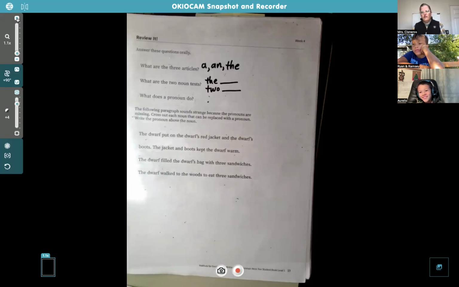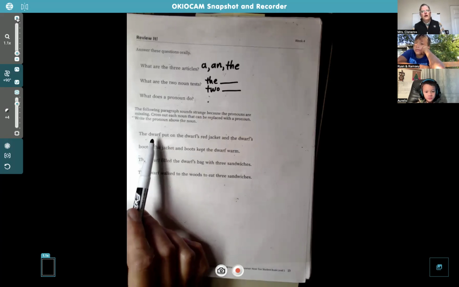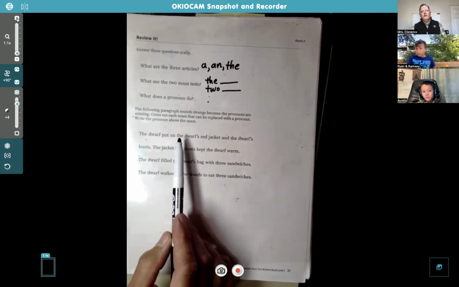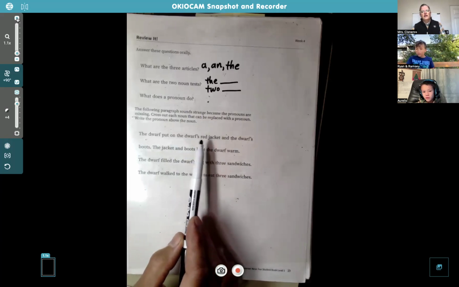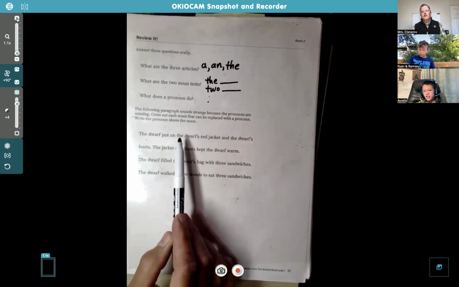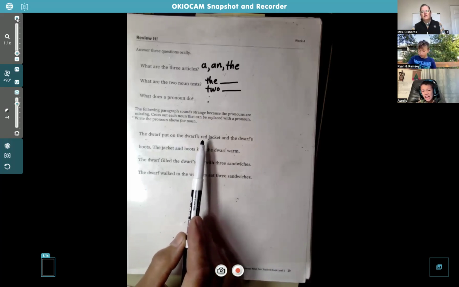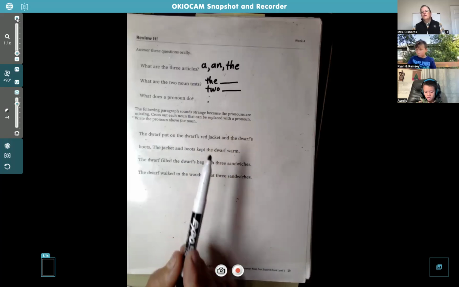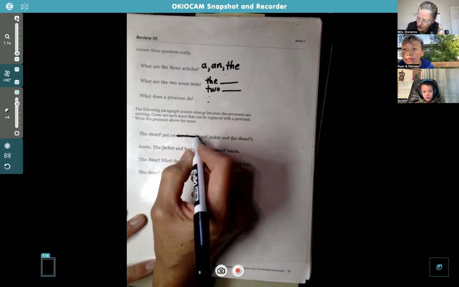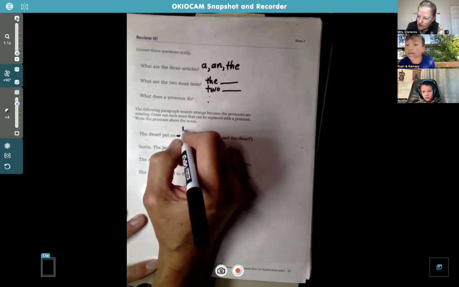So I hear the dwarf way too many times, right? And in this story the dwarf is going to be a boy, okay? So we need to leave the first one, but how can I change the next one? If I say the dwarf put on blank red jacket, what's a good pronoun we can put there? Instead of the dwarf's red jacket, because it's a boy, we could put his, right? So let me cross out the dwarf's, and you do this on yours, right, Sean, and put his.